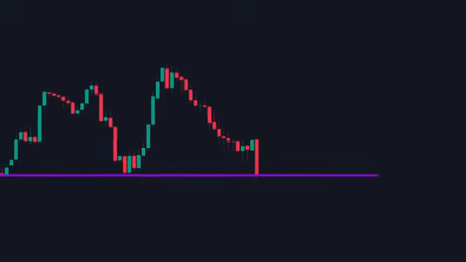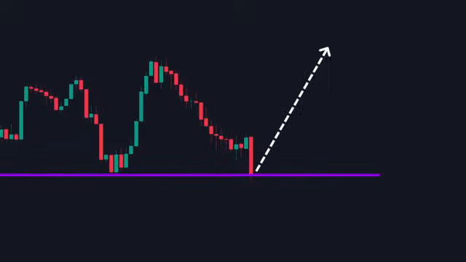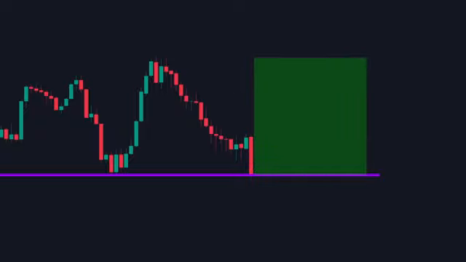Imagine you're looking at a chart and you see a very clear support level where price has bounced twice before. What do you think most traders will do when they see price approaching that level again? They'll expect another bounce, right? So they'll enter long positions right at that support and place their stop losses just below it.